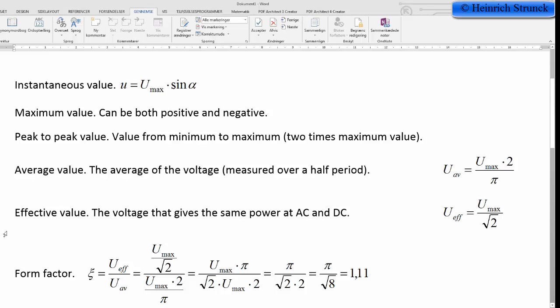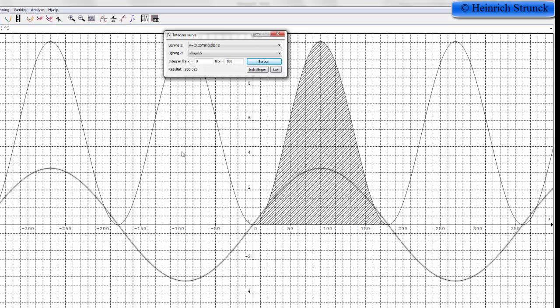So that was the relationship between maximum voltage, effective voltage, and average voltage, and we talked about the form factor and peak-to-peak voltage, and we have tried to make it clear by using Graphmatica.